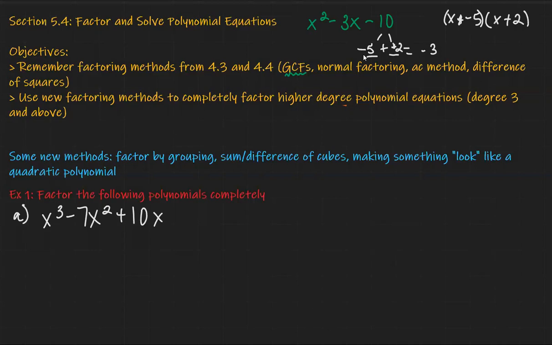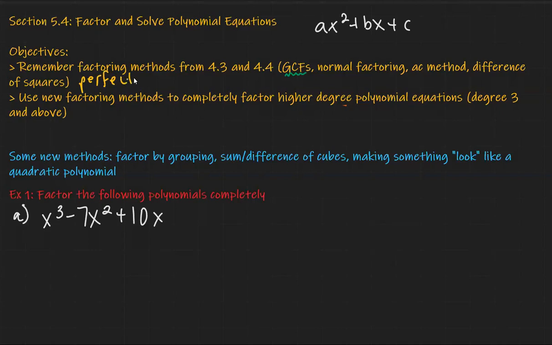Remembering how to do that, and then how to do that if there was an a that was not 1. So it all goes back to our ax squared plus bx plus c. We're used to factoring stuff that looks like that. And then we also have our special factoring patterns, and I forgot to add one here. Also add perfect square trinomials. We dealt with factoring those as well. These are special patterns, not all of them, but the difference of squares and the perfect square trinomials.